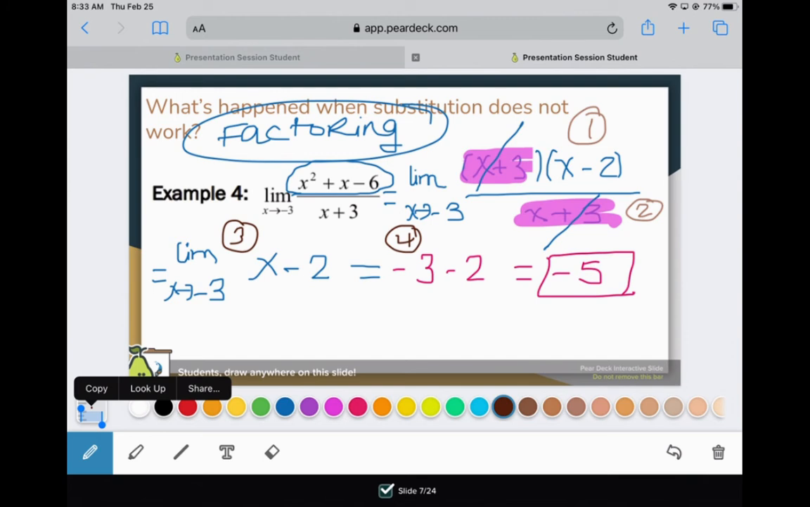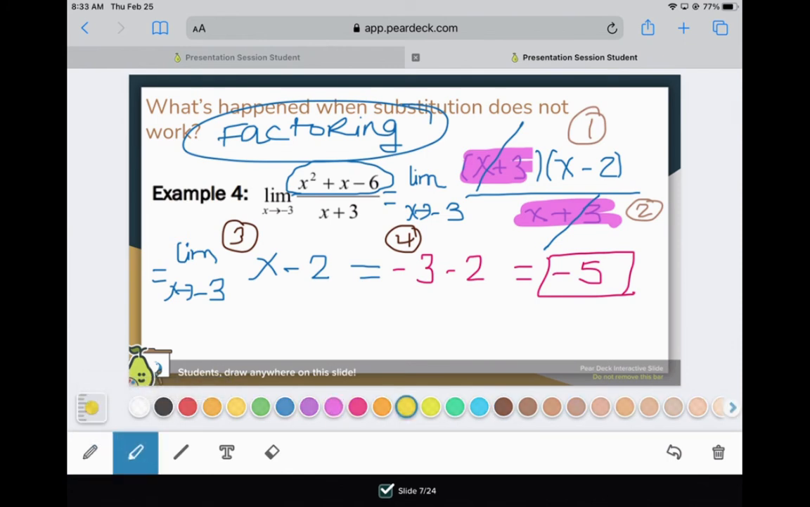Notice when I plug it in, I don't write the limit notation anymore. Until then, you have to write the limit notation. You keep writing it, and you only stop writing it when you do substitution. Once you plug it in, then you can stop writing limits.